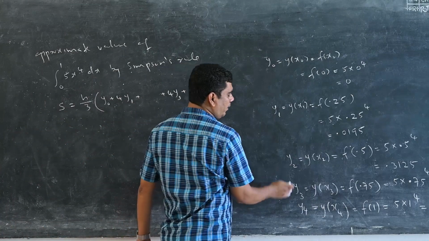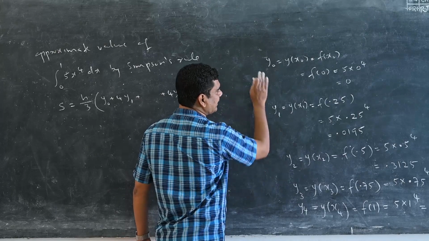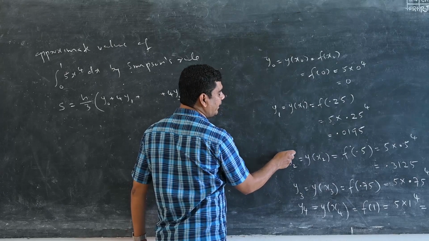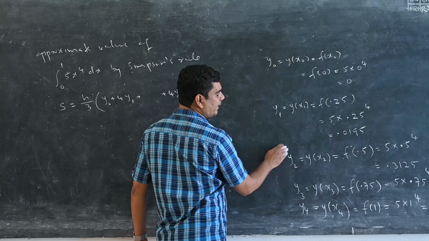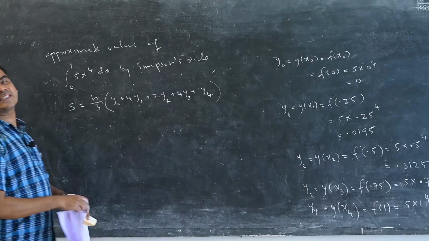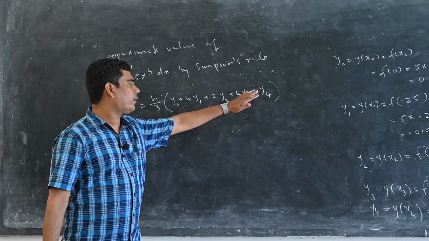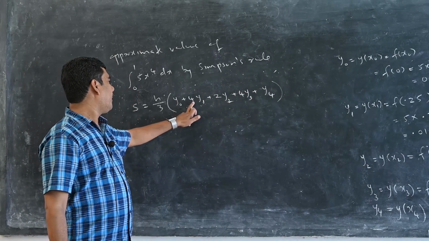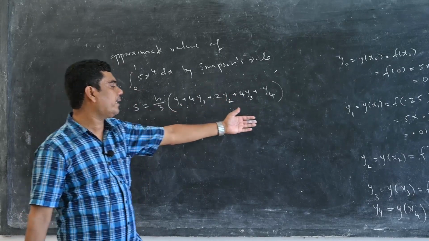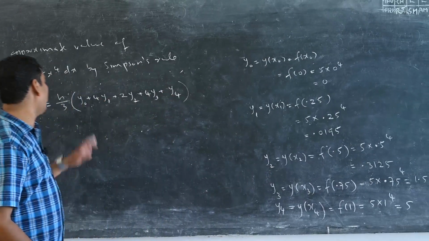Excluding y0, y4, multiply by 2 all yi with even suffixes. The only remaining even suffix is y2. It is 2y2. So this is the formula: y0, y4 keep fixed. The remaining odd suffixes y1, y3, multiply by 4. The remaining even suffix y2, multiply it by 2, 2y2.